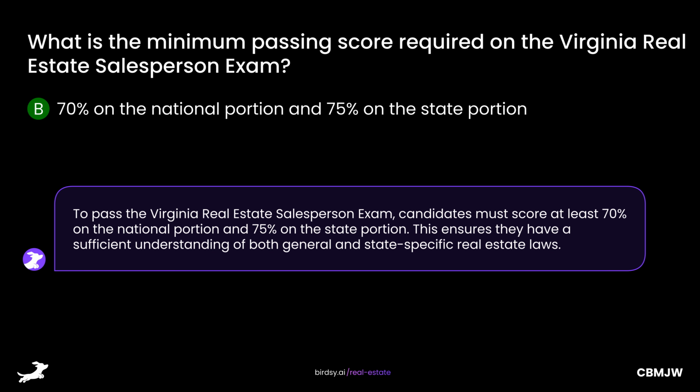To pass the Virginia Real Estate Salesperson exam, candidates must score at least 70% on the national portion and 75% on the state portion. This ensures they have a sufficient understanding of both general and state-specific real estate laws.